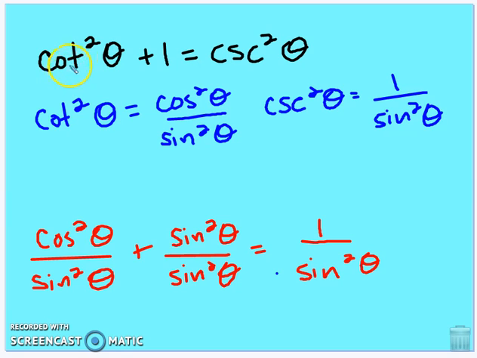For the third identity, cotangent squared theta plus 1 is equal to cosecant squared theta. I can rewrite cotangent squared theta as cosine squared theta over sine squared theta, and cosecant squared theta is equal to 1 over sine squared theta. So I have cosine squared theta over sine squared theta, plus 1, which I write as sine squared theta over sine squared theta, is equal to 1 over sine squared theta. Again, I multiply all the terms by sine squared theta, and I end up with cosine squared theta plus sine squared theta is equal to 1.